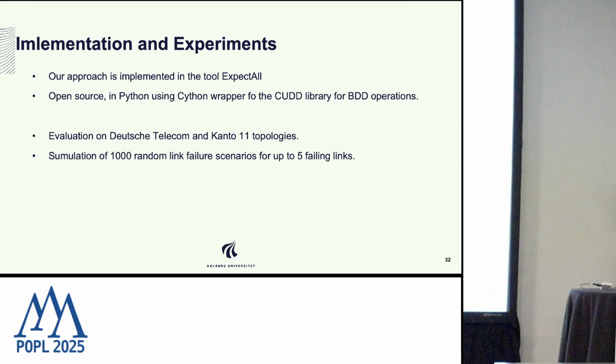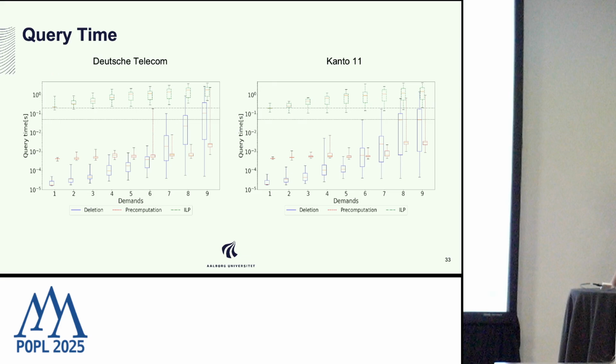So we implemented ExpectAll in Python using the CUDD wrapper, the wrapper for the CUDD binary for BDD. We evaluate it on the Deutsche Telekom and Canto topologies. We do 1,000 random link failures up to 5 failing links and see how these methods perform. So here are the plots.